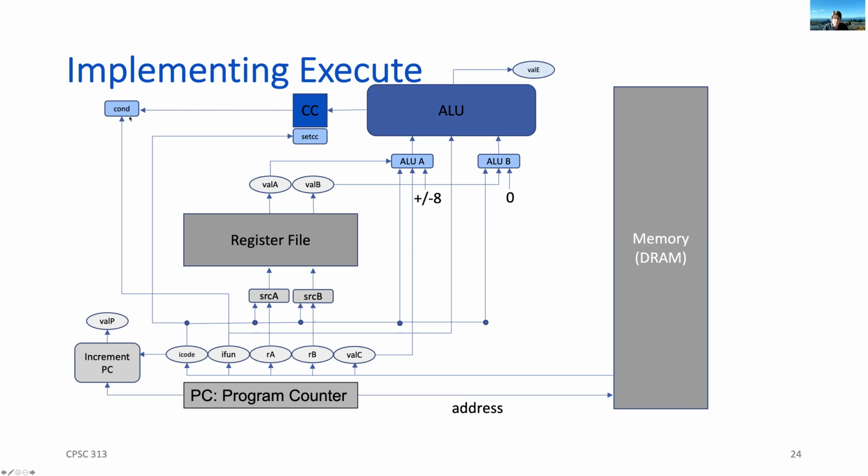In other words, do we want to take the jump or not? Do we want to do the conditional move or not? And so that's the last piece of logic that we're going to need to implement in this execute phase.